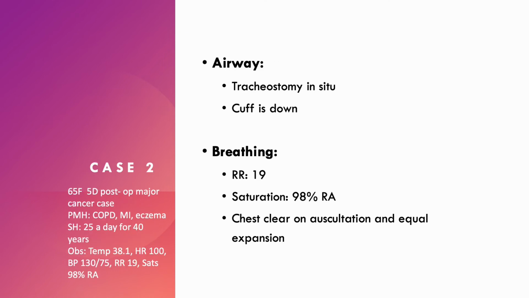So we do our A to E assessment. Airway, the patient has a tracheostomy in situ and the cuff is down. Breathing, the respiratory rate is 19, saturations are 98% on room air, the chest is clear when you're auscultating and you've got equal chest expansion. So what is the significance of the patient's tracheostomy cuff being down?